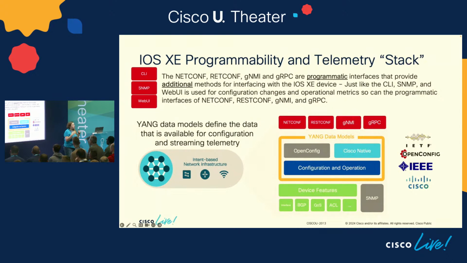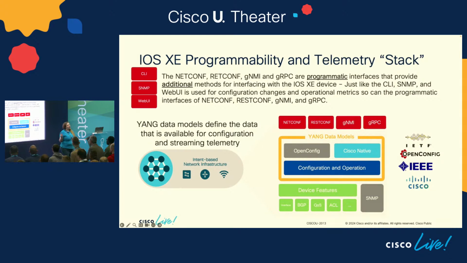So to get started, we have NETCONF, RESTCONF, and gNMI, and for telemetry, gRPC. And each one of these, again, are ways that we can connect to or talk to our network devices and configure them or get telemetry data from them. But really, what's underneath all of this is our YANG data models. And we have a few different types.